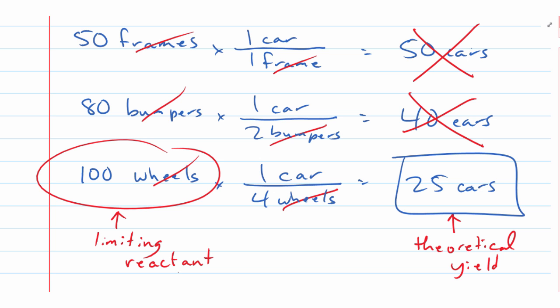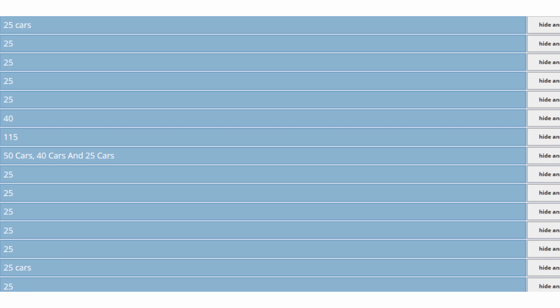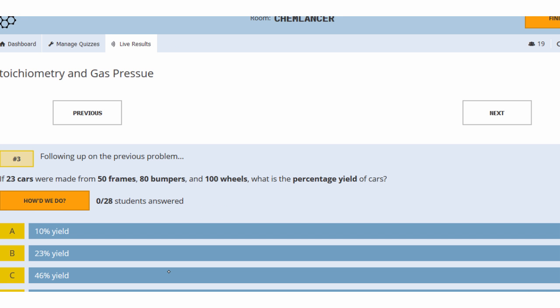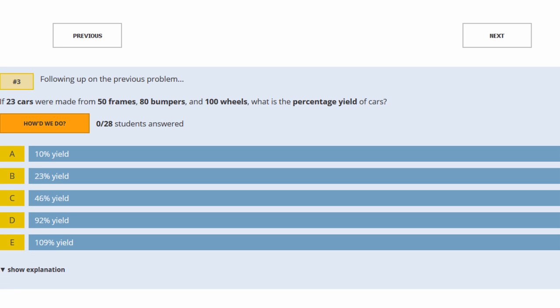If we're talking about making cars, what could happen there is maybe our frames are defective, or maybe our wheels are defective. Actually, we would not be in big trouble if our frames were defective, because we had plenty of leftover frames. Where we would be in trouble is if we had defective wheels. And if we had defective wheels, then we certainly couldn't turn out 25 cars. So then the next question looks something like this: if 23 cars are made from 50 frames, 80 bumpers, and 100 wheels, what is the percentage yield of cars?